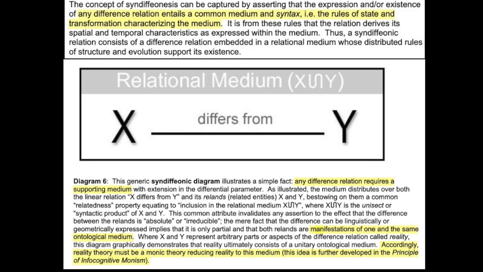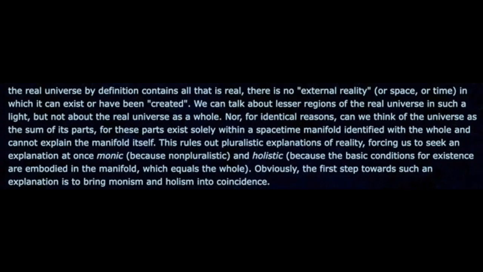As Langan states in his 2002 paper, quote, "Any difference relation entails a common medium in syntax. Related entities are manifestations of one and the same ontological medium." In an even earlier paper, he states that reality's common manifold, quote, "rules out pluralistic explanations of reality, forcing us to seek an explanation at once monic, because it's non-pluralistic, and holistic, because the basic conditions for existence are embodied in the manifold, which equals the whole." More colloquially, we've derived a fundamental fabric of reality that must holistically be a function of itself.